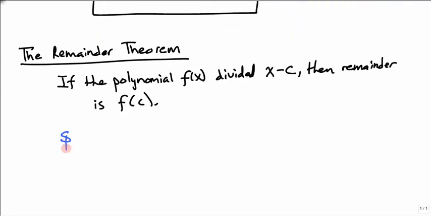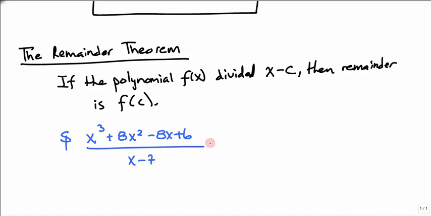So let's suppose we have x cubed plus 8x squared minus 8x plus 6, and we want to look at dividing that through by x minus 7. Well, if I want to find the remainder, if I want to check my work to make sure that the problem I just did was okay, I should be able to figure out my remainder by just taking my function and then plugging in a value of 7.